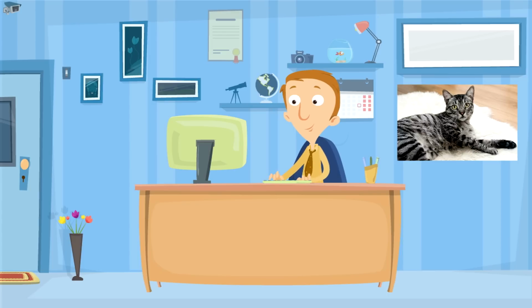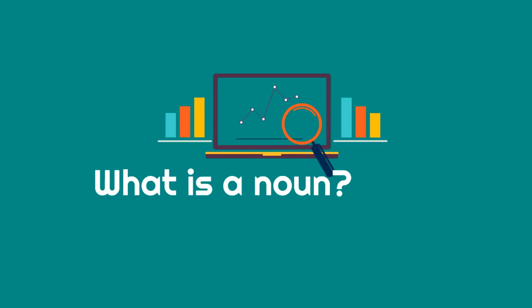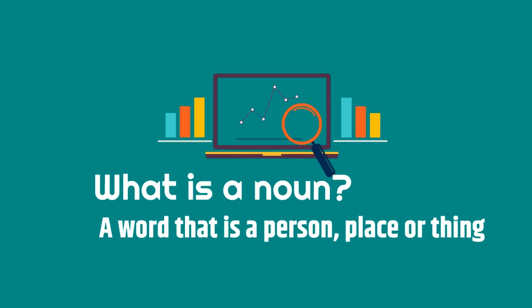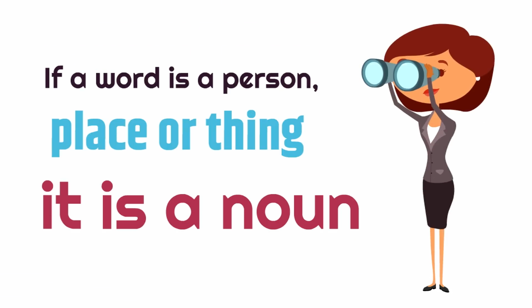How about, let's learn about common and proper nouns. But before we learn that, we have to know, what is a noun? Well, a noun is a word that is a person, place, or thing. In other words, if a word is a person, place, or thing, it is a noun.